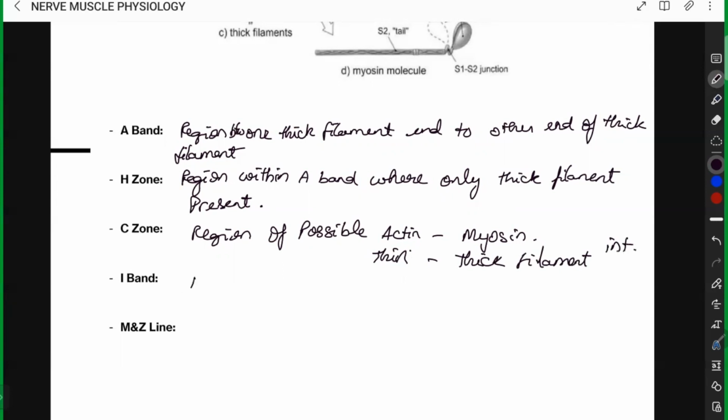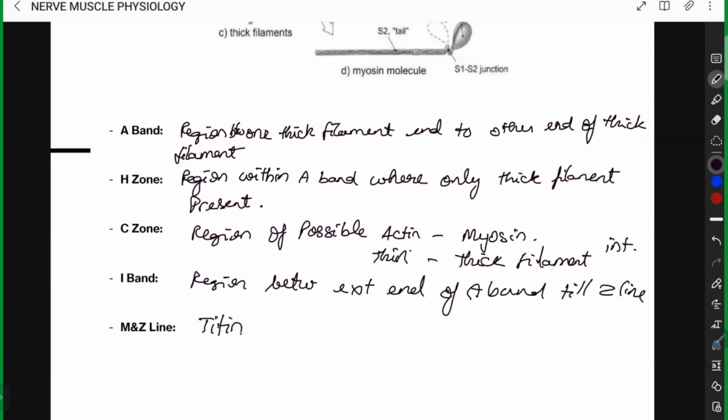Okay, what is the I band? The I band is the region between the external end of the A band and your Z line. So what connects the M and Z line? M and Z line are connected by titin. Titin connects M and Z line. These are the 5 things I want you to remember, guys. This is going to be the take home message.